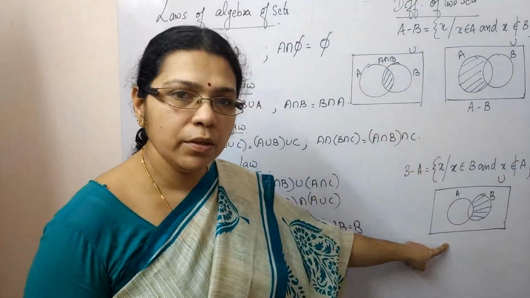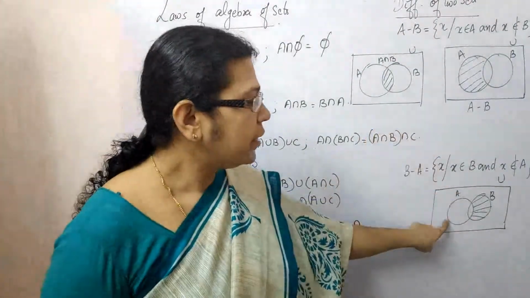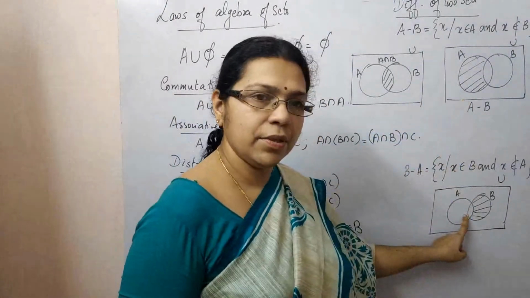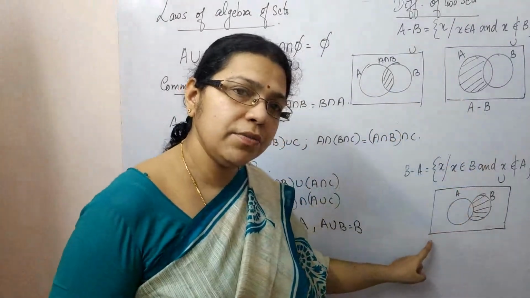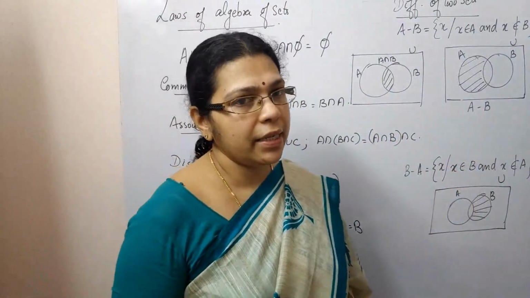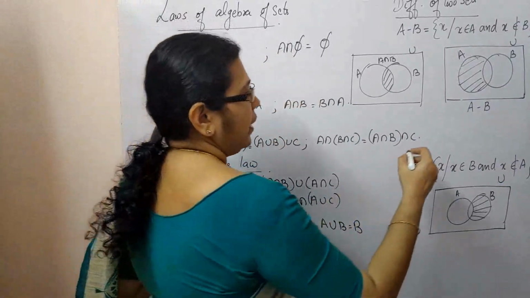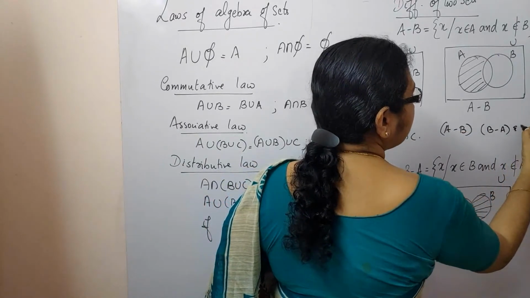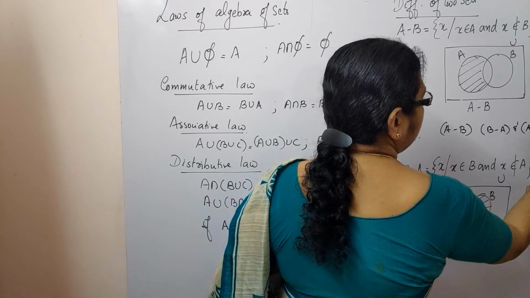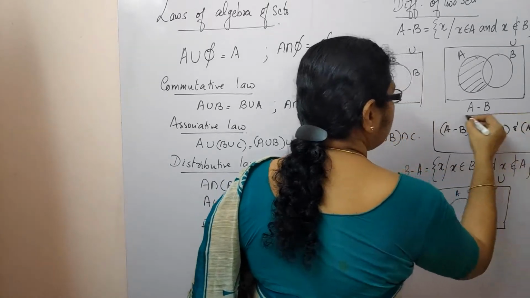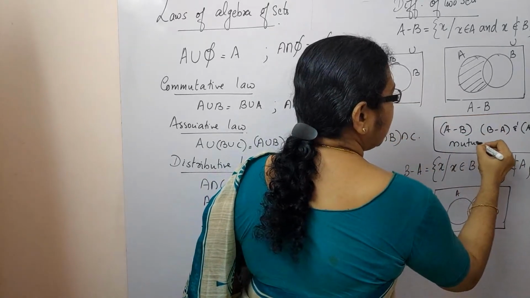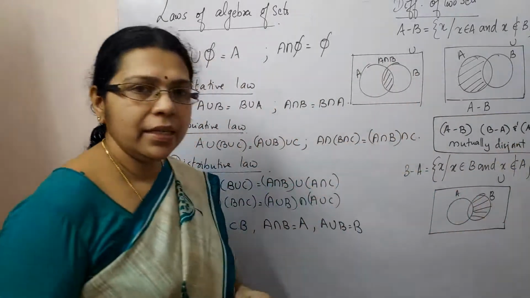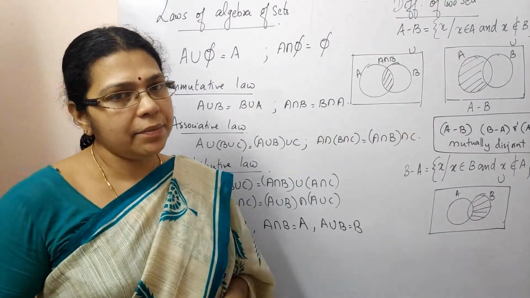You take these two. Is there anything in common? No. That means the intersection of this and this gives you null set. This and this gives you null set. This and this gives you null set. Even the intersection of all three also gives you null set. So what can I say? The sets A minus B, B minus A and A intersection B are mutually disjoint. Am I clear? They are mutually disjoint. Is that clear? Okay.